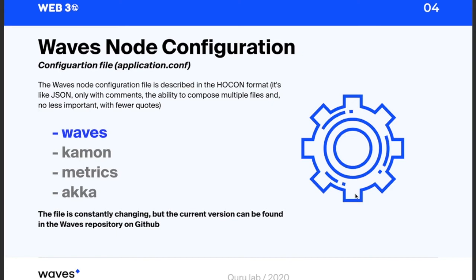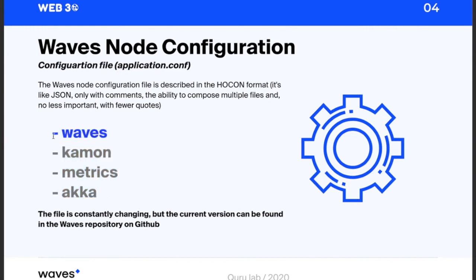The Waves node, there are a lot of files. As I said, there are a lot of files there. And I said we are looking at the application.config. This is the configuration file. You will find these files on the Waves node. You find all of this there.